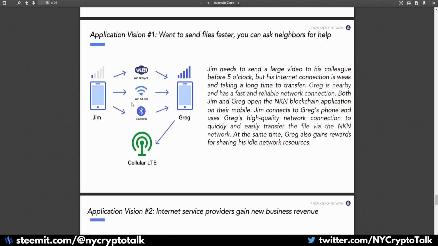So the different application scenarios, if you think about it, it is a peer-to-peer network. As long as other users have the application, you basically can utilize those other people's services by connecting to them via Bluetooth, Wi-Fi, ad hoc, or through a hotspot, and you can consume the data that the other user has available to them and get your site loaded quicker, use the services quicker. That person will get rewarded for sharing their idle resources to you.